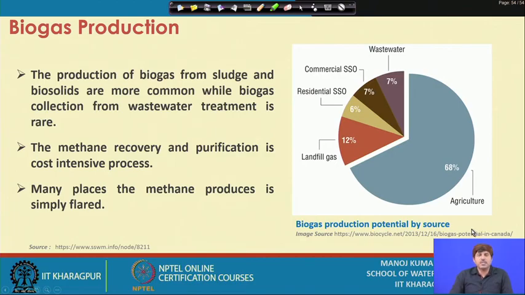Now, let us look at the aspect of biogas production, because we have been saying that one of the most attractive advantages of anaerobic treatment of wastewater is the potential generation of energy, and we do not need to supply too much energy in the form of aeration. So, there is saving of energy on the application front and generation of energy in the form of biogas and methane.